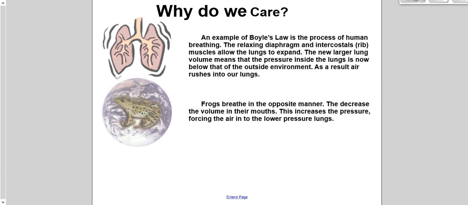So Boyle's Law explains how we breathe. While you're sitting at home right now, what I'd like you to do is put your hand right on your tummy and push your tummy out as far as you can. Try to make yourself look as fat as you possibly can.